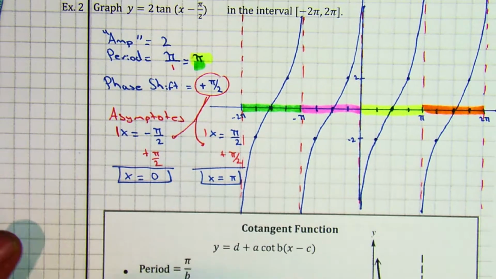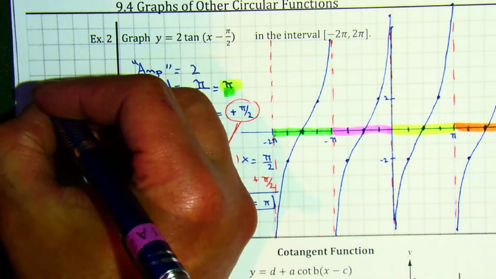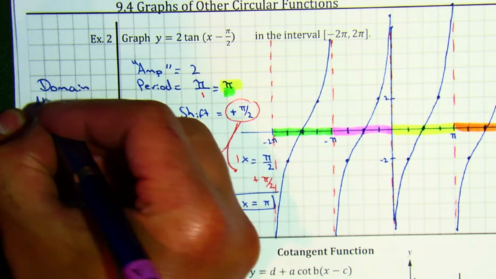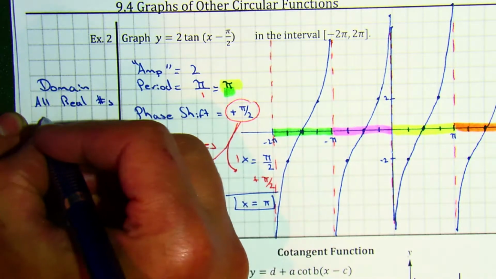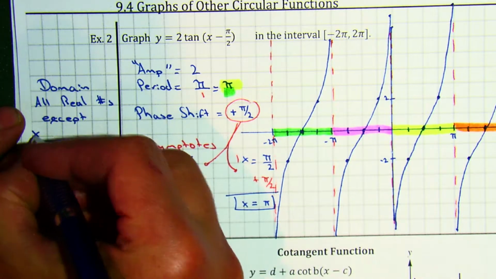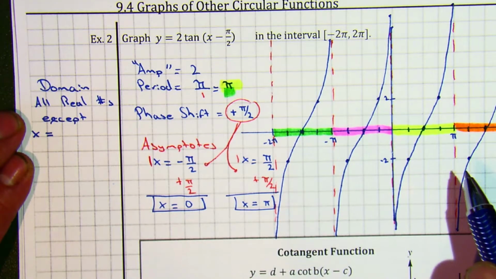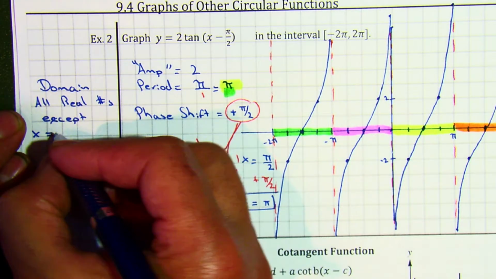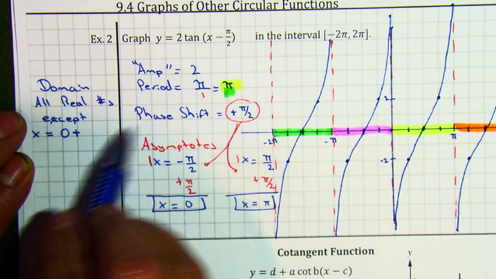And the last thing I need to do is my domain and range. My range is all real numbers. My domain, it's all real numbers except for when x is equal to, I'm going to select one of my asymptotes. I'm going to select 0. Or you can select pi if you want. Then it does repeat. My period is pi.